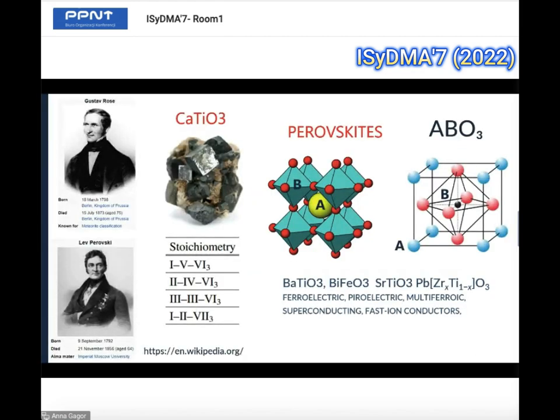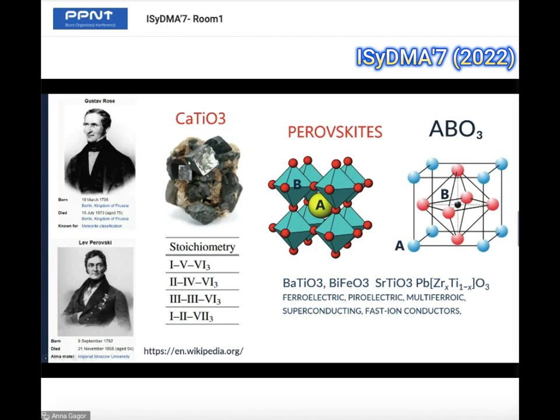But first, I'll start with the inorganic archetype, which is calcium titanate, the mineral perovskite, which was discovered by the German mineralogist Gustav Rose and named after the Russian Minister of Foreign Affairs, Lev Perovsky. It was discovered in the Ural Mountains. You can see a sample of this naturally occurring perovskite.